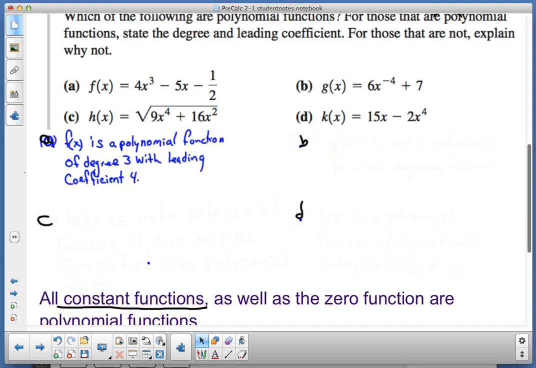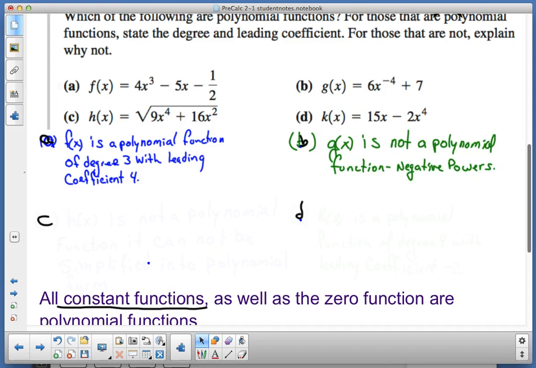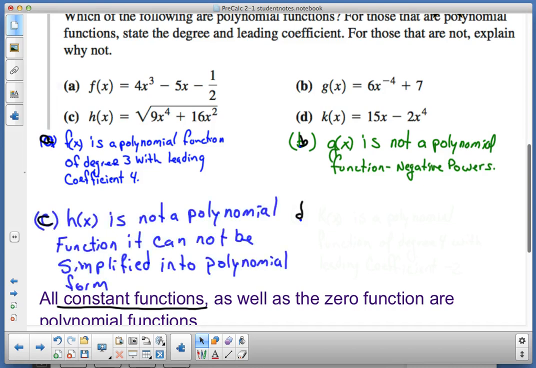In B, however, I fail in it being a polynomial function because it has a negative power. Looking at C, I have to be able to put it in the polynomial function form, represented as a sub n x to the n plus a sub n minus 1 x to the n minus 1, and I can't put it in there. So h of x is not a polynomial function. It cannot be simplified into the polynomial function form.